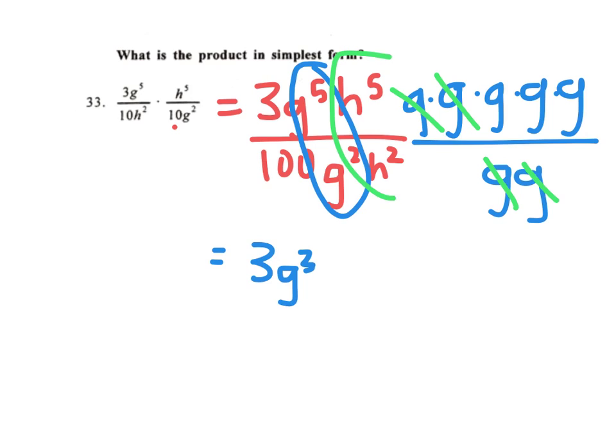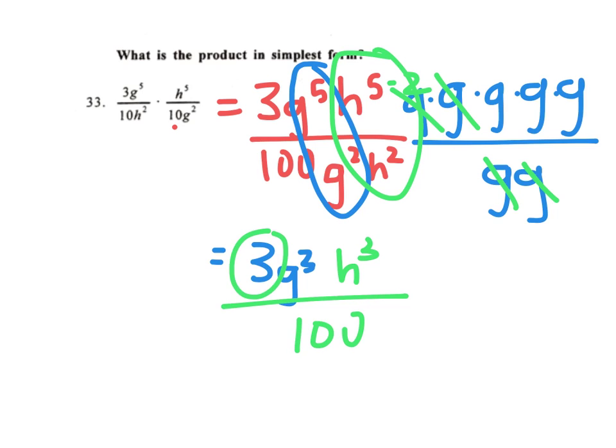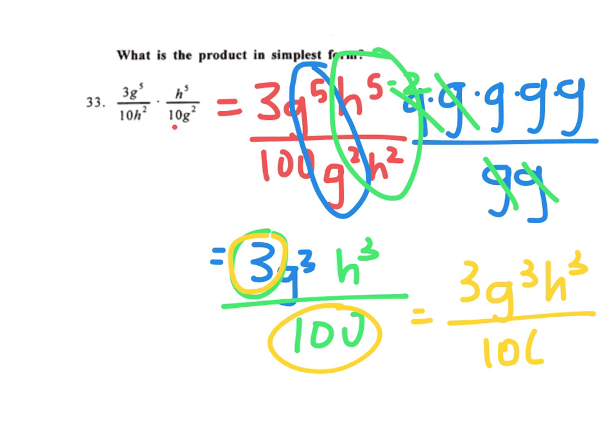For the second part, same thing with my h's. If I do 5 minus 2, I get 3, so we have h to the power of 3 on top, and then the bottom is still 100. I can't simplify the 3 and the 100, so this is going to be my final answer. 3g cubed, h cubed, divided by 100. Sorry, my little stylus is not working. And that would be your final answer.